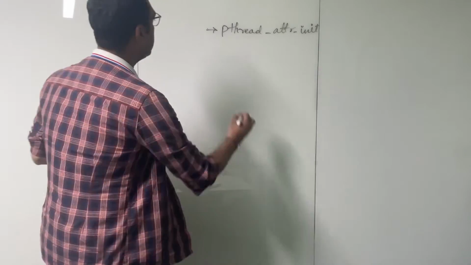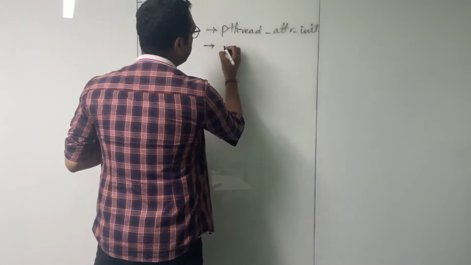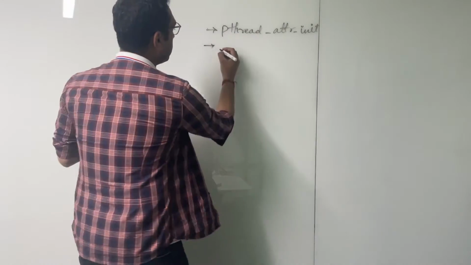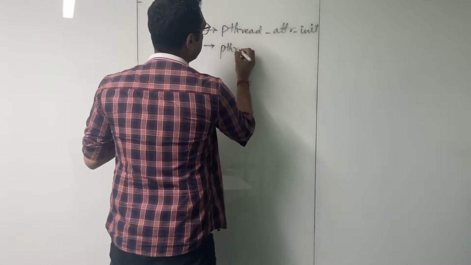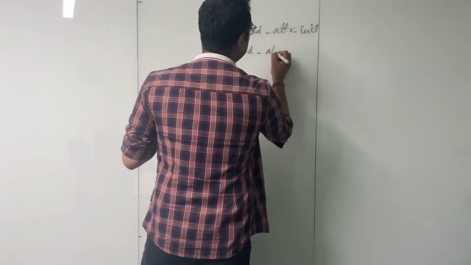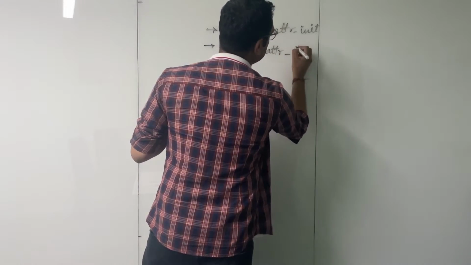The second step would be to call a series of functions that are provided to us, known as pthread_attr_*.